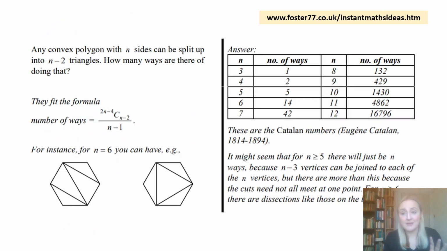Just one more thing from Colin Foster's Instant Maths Ideas on this. I showed earlier that you can split up a hexagon in all these different ways, and how some of them look the same, but there are all different ways of doing it. Here we've got an example of splitting the hexagon in one way, and splitting the hexagon another way. They both end up with 4 triangles inside, but they have been split in different ways.